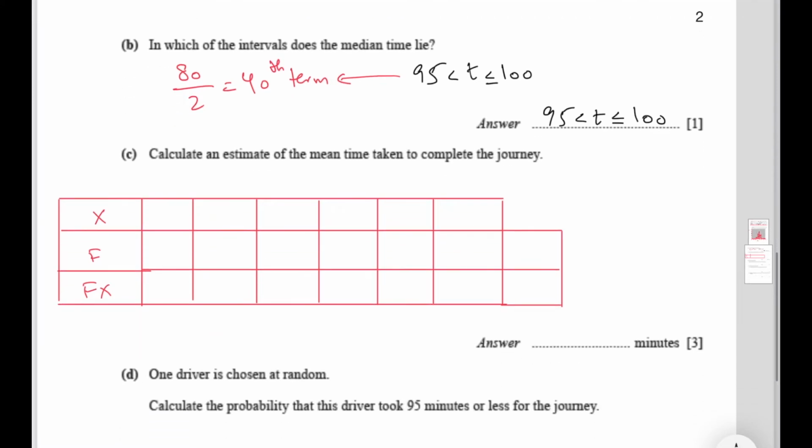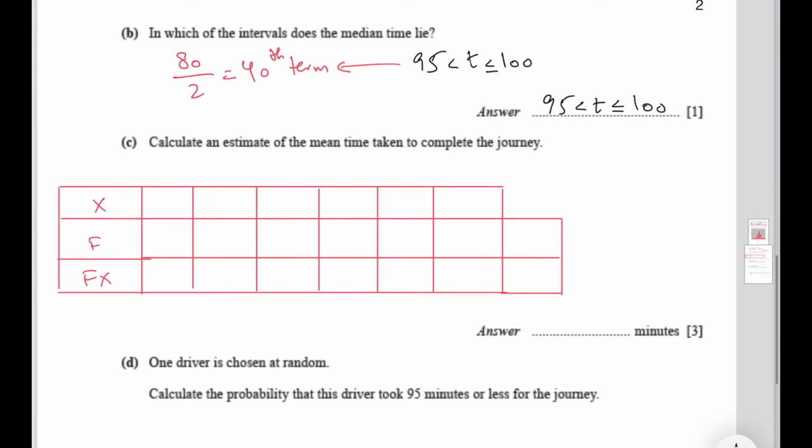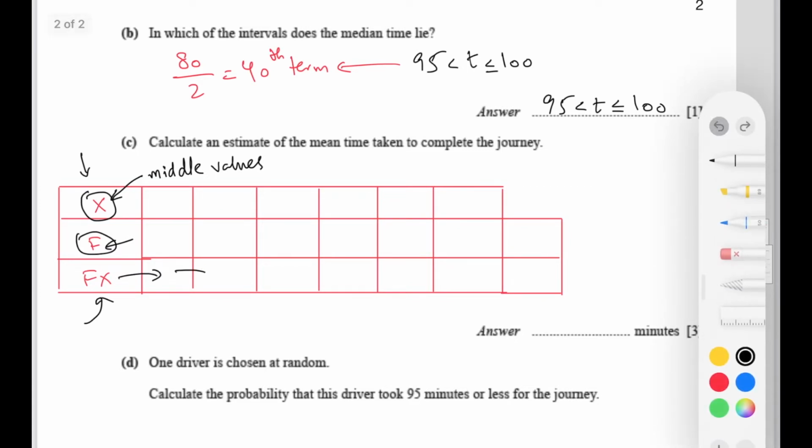The next part says calculate an estimate of the mean time taken to complete the journey. Now you must be wondering, why did I draw this table first? The reason is because first we need to find the x values. The x is supposed to represent all the middle values of these class intervals. And the frequency, of course, you know f times x means you multiply the middle values with the frequency, and whatever you get, write it in these boxes. Okay, so let's do that.